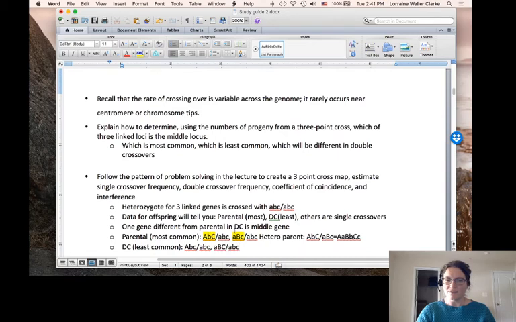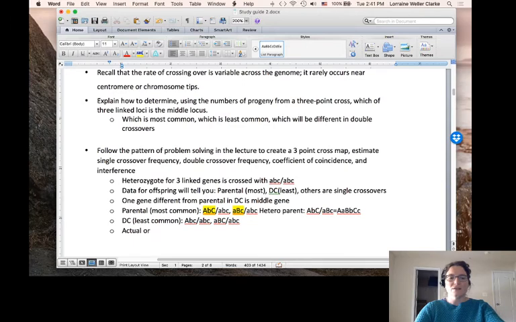What would be the correct order? Look at the ones I highlighted here in the parental. What changed? What's different here than the parental? Which one moved? Which one flipped sides? The C. C is the one in the middle. So your actual order is A, C, B. Okay.